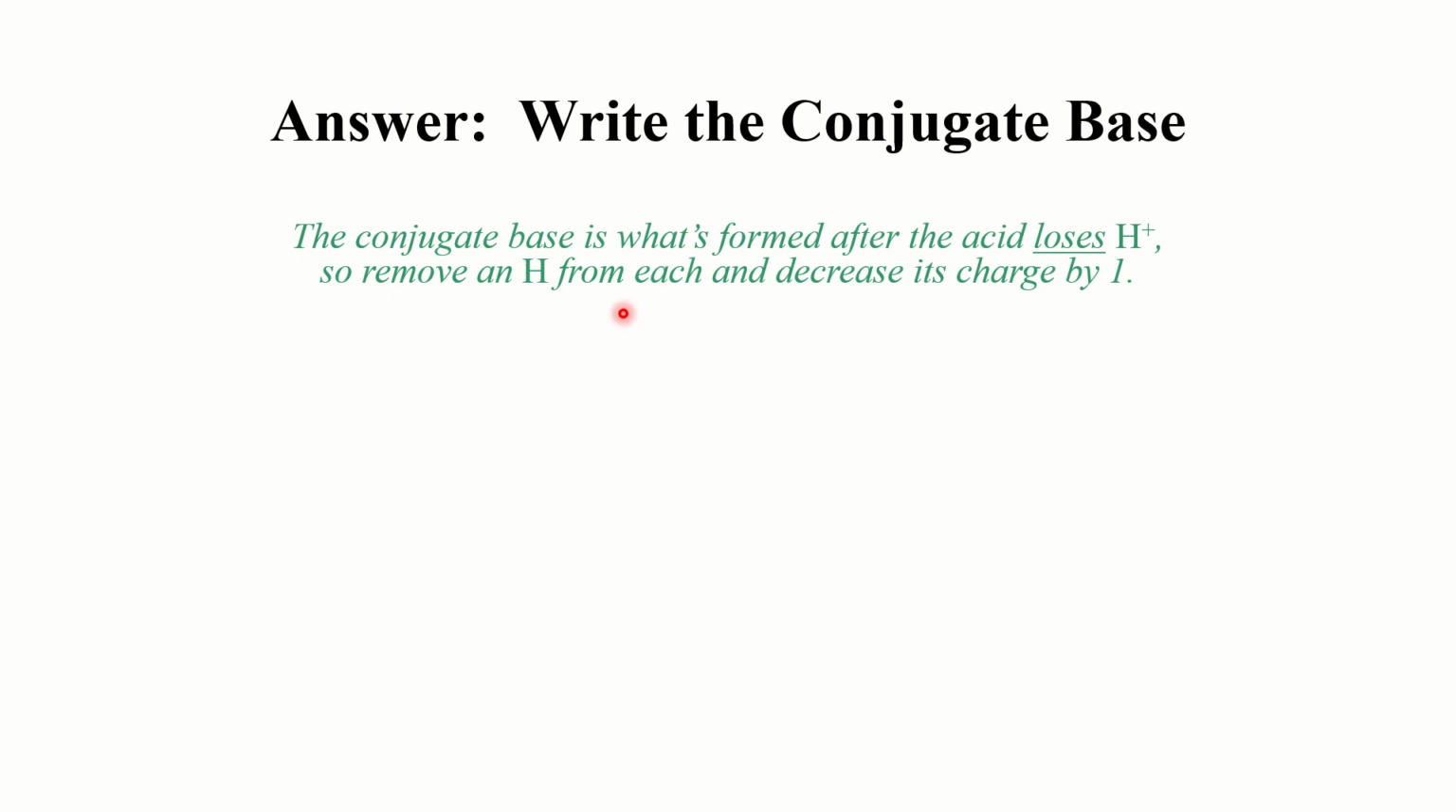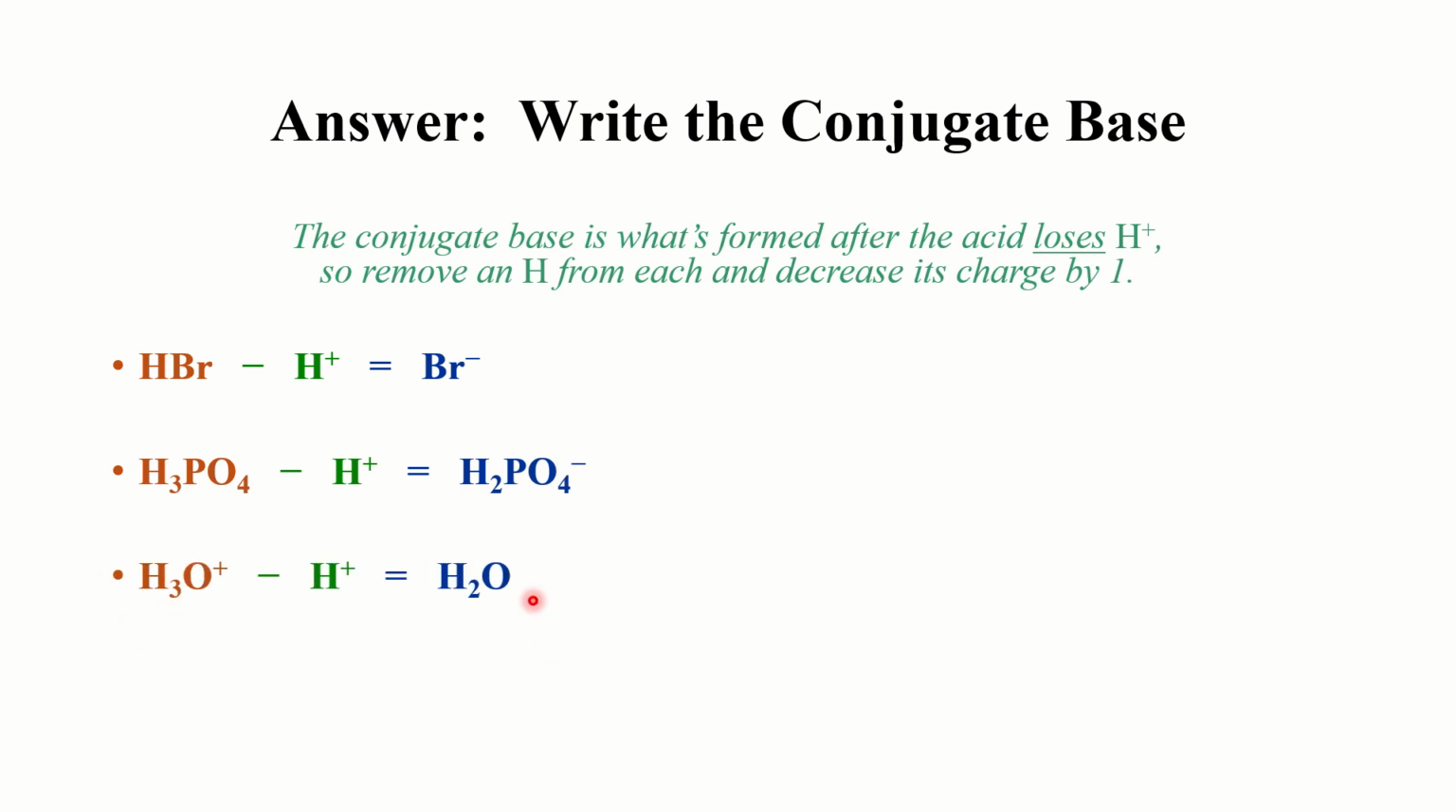All right, so the conjugate base is what's formed after the acid loses an H+. So here you should be doing the reverse of the previous problem: remove a hydrogen from each and decrease its charge by 1. So if we have the acid HBr, the conjugate base would be Br-. H3PO4 gives H2PO4-. H3O+ gives H2O, and HSO4- gives SO4 2-.